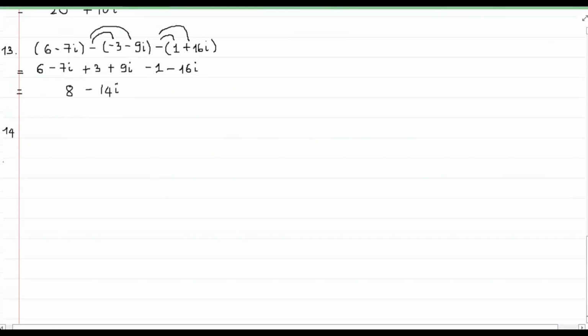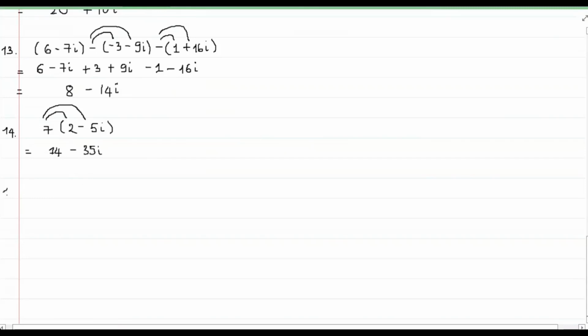Now 14. We have 7 times 2 minus 5i. 7, positive 7, positive 2, makes positive 14. Positive 7, negative, makes it negative. Positive with negative is negative. 7 times 5 is 35i. Right, 7 times 5i, 35i.